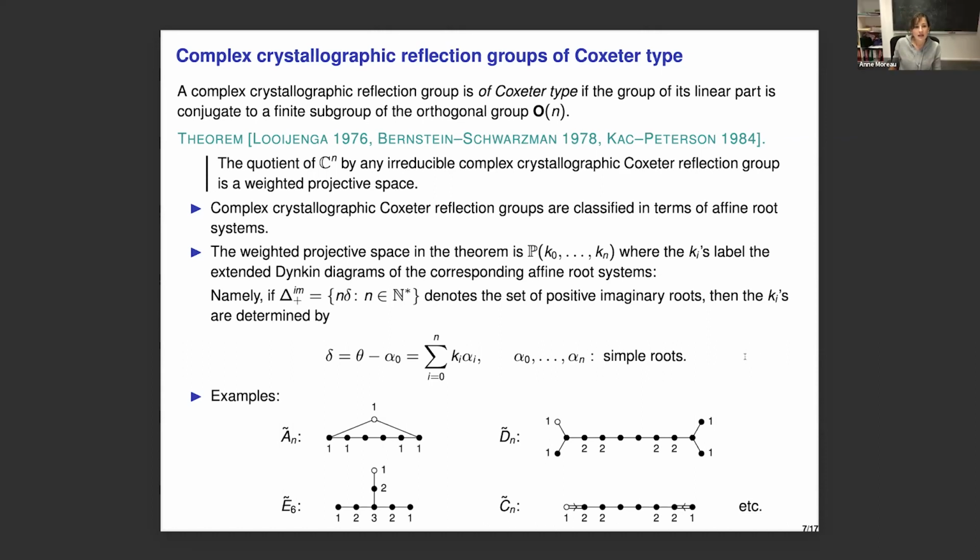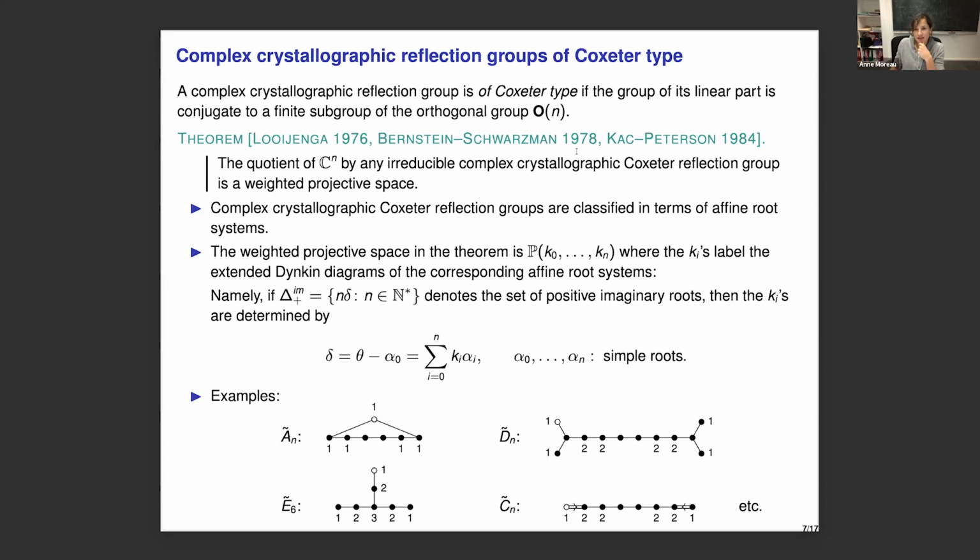Yes, I understand. Because in fact there is a correspondence. Any affine root system gives you crystallographic reflection groups. Then you can consider the corresponding quotient, and their result says that this is a weighted projective space with the weights starting from your affine root system. I see. So maybe, by the way, thank you for your question, because I should explain a little bit.